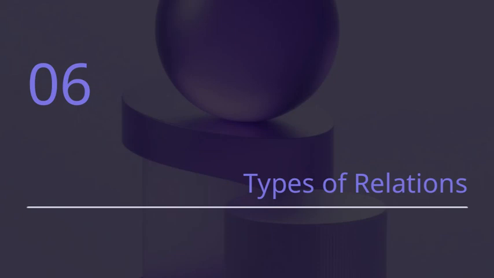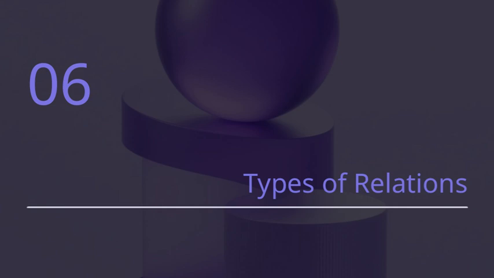Now, let's take a closer look at the different types of relations. When we talk about relations in this context, we're referring to how different data entities are connected or associated with each other. These relationships are fundamental because they help us organize and retrieve data efficiently. There are several key types of relations to be aware of. The first is the one-to-one relation, where a single entity in one table is related to a single entity in another table. Think of it like a person and their passport. Each person has one passport, and each passport belongs to one person.